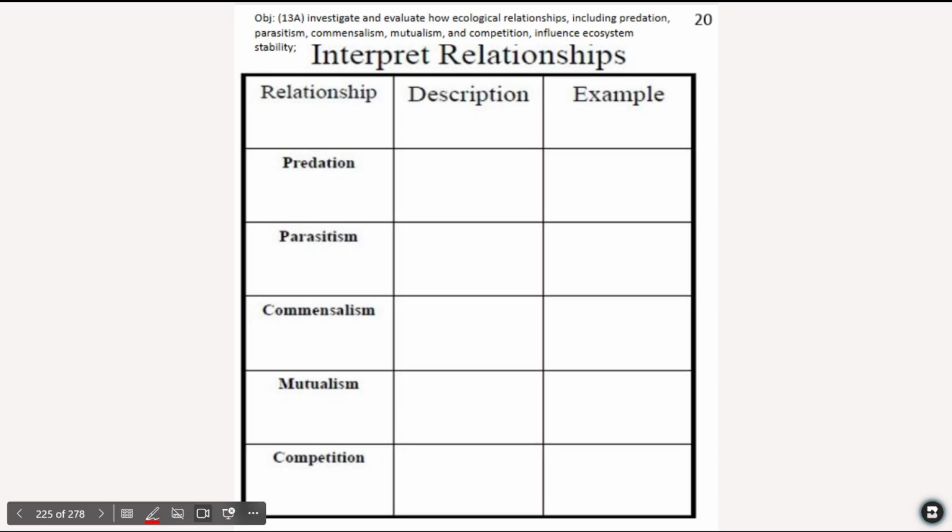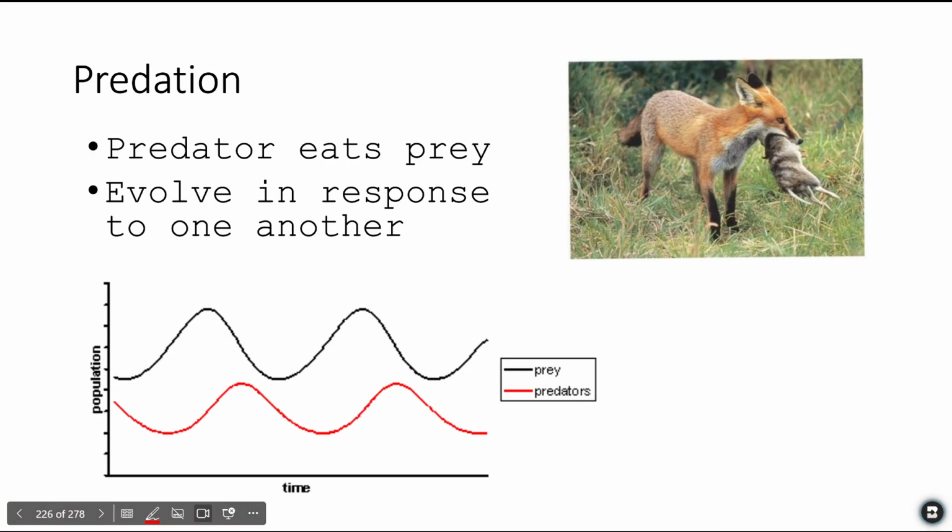All right, now that we're done with food webs, let's go into relationships in an ecosystem. Now, we call these relationships symbiosis. So the first relationship that we're going to talk about is predation. When a predator eats a prey.